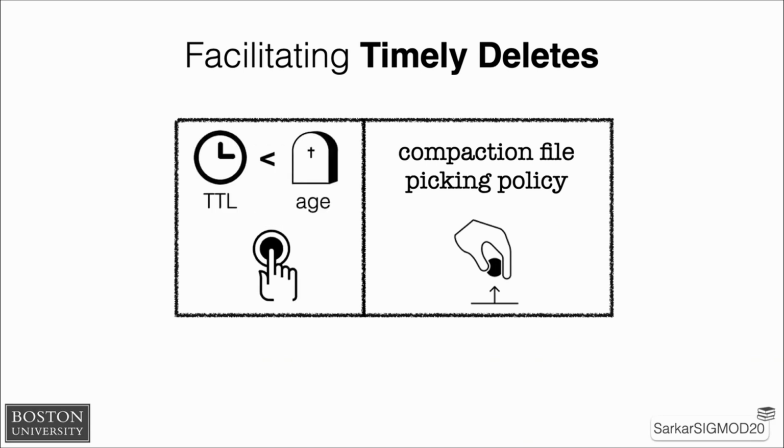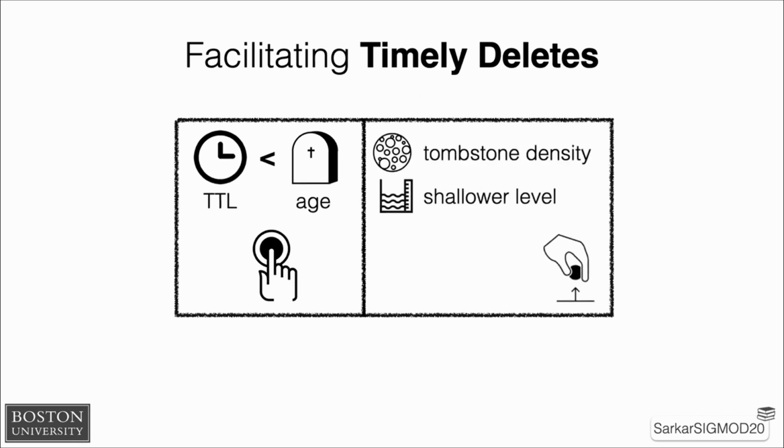So if we change the trigger to be the age of the tombstone, so that when a tombstone is too old it has to be compacted, and this becomes a trigger for our compaction, then we are able to guarantee timely deletion. And then if we have to pick which files to move, now instead of picking files with very low overlap between this level and the next level, we're picking files based on their tombstone density and based on whether they have an expired tombstone inside.